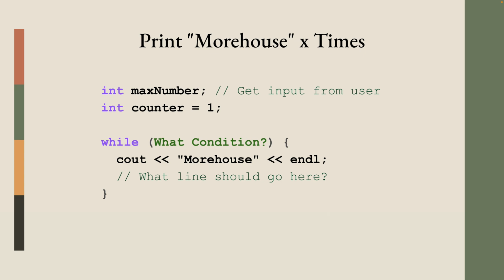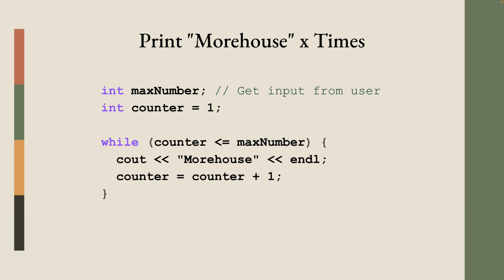Okay, counter is less than or equal to max number. Okay, that's good. We'll come back to that. What comes in the loop here? Yeah, so we have the C out Morehouse, and then counter equals counter plus 1. Yeah. So we need to make sure we increase counter each time.